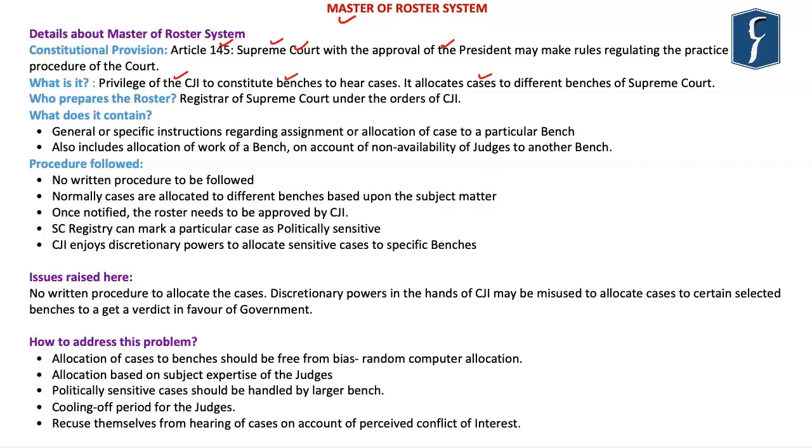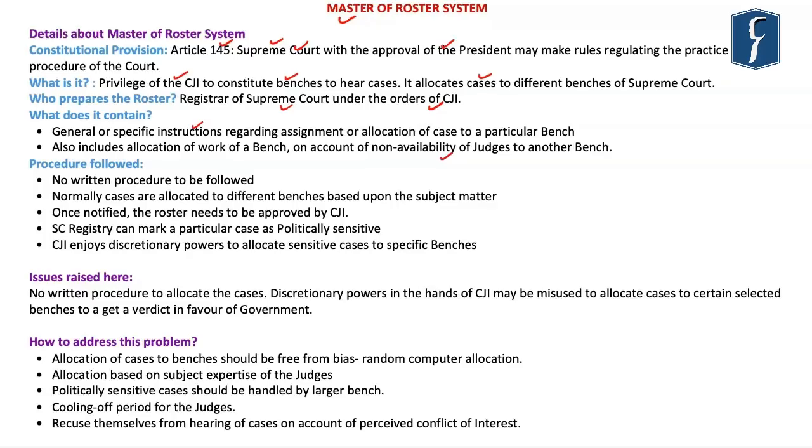Now, this particular roster is actually prepared by the Registrar of the Supreme Court under the orders of the Chief Justice of India. In this roster, we can come across general or specific instructions regarding assignment of a particular case to a bench. Apart from that, if the judges are not available on the bench to which the case has been allocated, then such a case can be transferred to another bench.